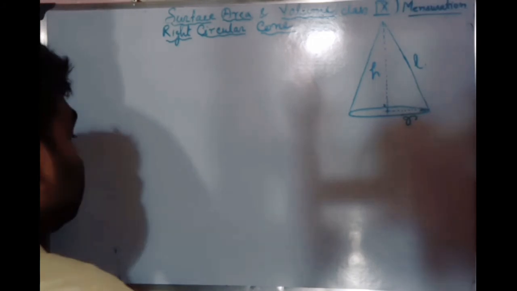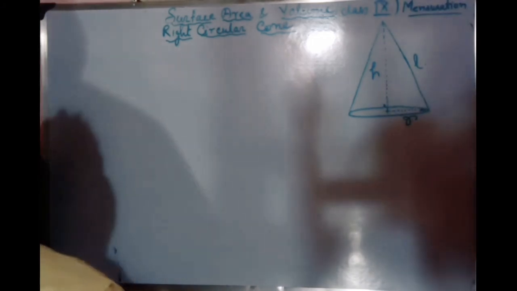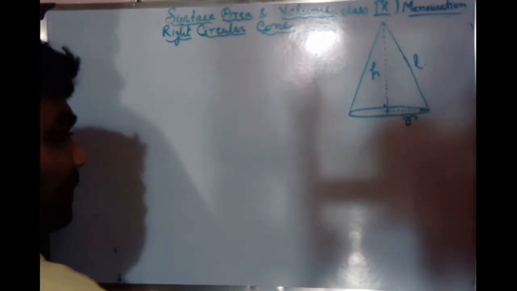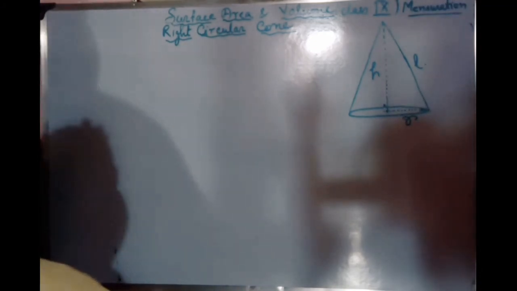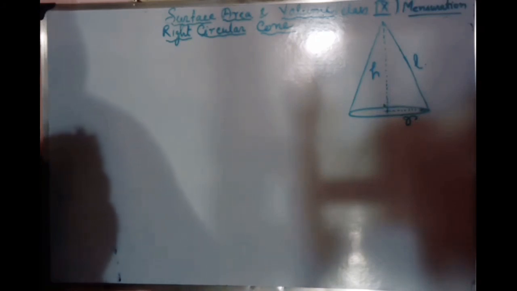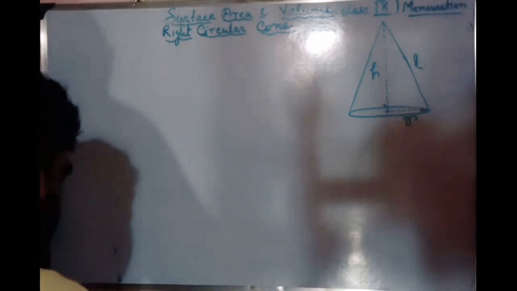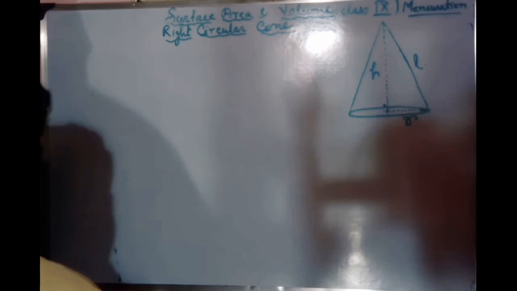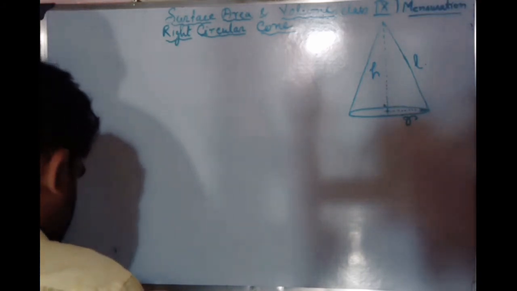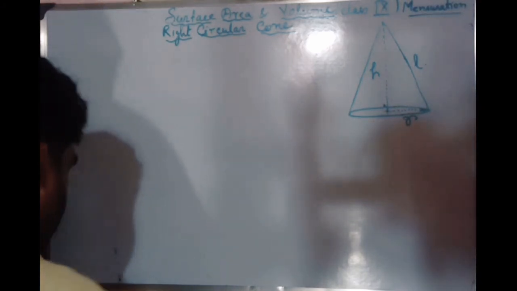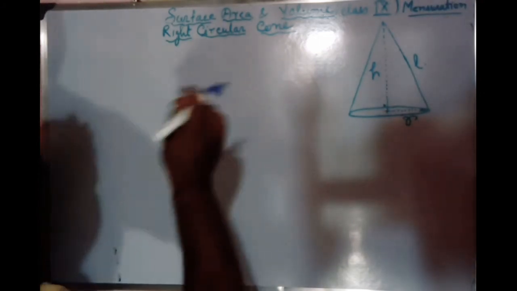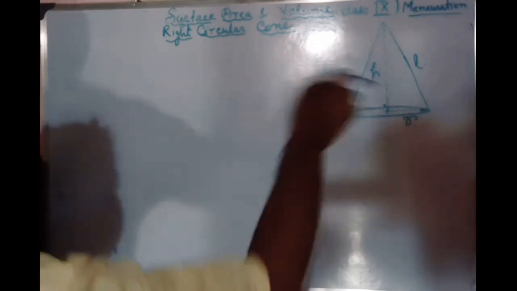As we know from our previous concept, a birthday cap, a clown's cap, and some conical vessels are all examples of a right circular cone. Now, how is this cone formed?